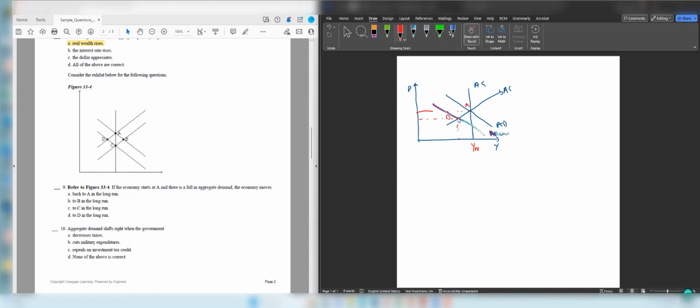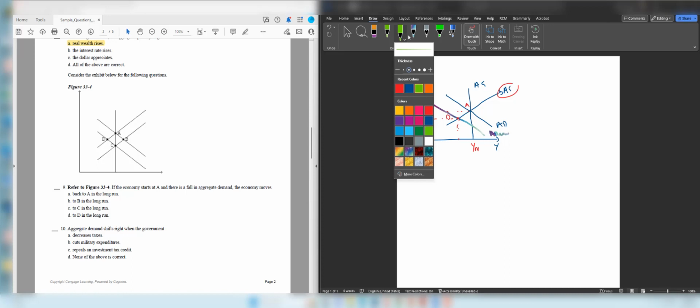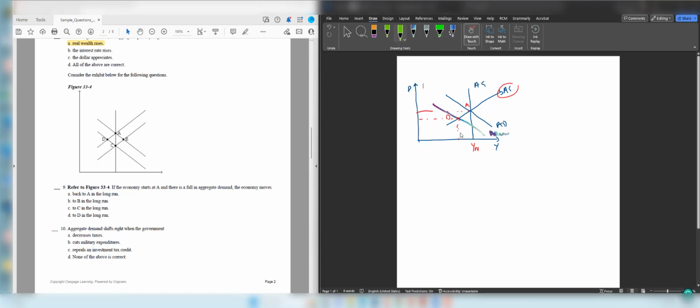When prices go down, it should be less costly for businesses to produce more. Therefore, the short-run aggregate supply curve is going to shift to the right. So this is the new aggregate supply curve.